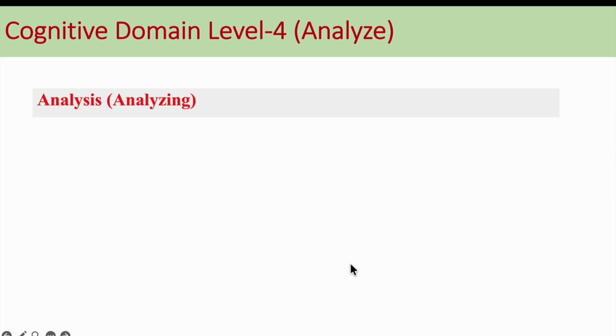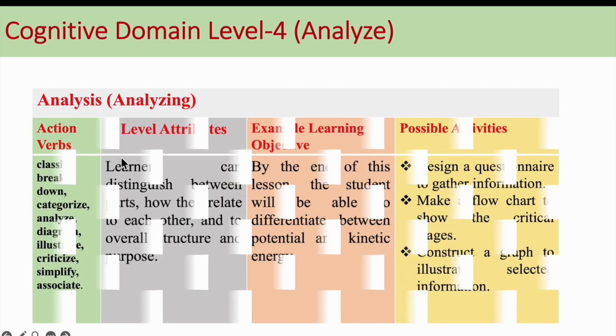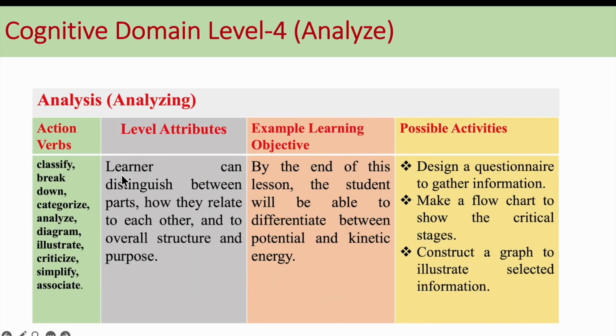Level 4 is analyze, analysis or analyzing. The level attribute is that the learner can distinguish between parts, how they relate to each other and to the overall structure and purpose. And the learning objective: by the end of this lesson, the student will be able to differentiate between potential and kinetic energy.